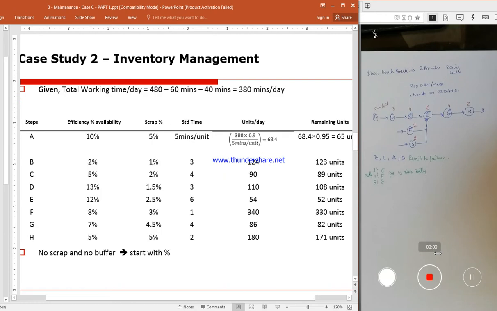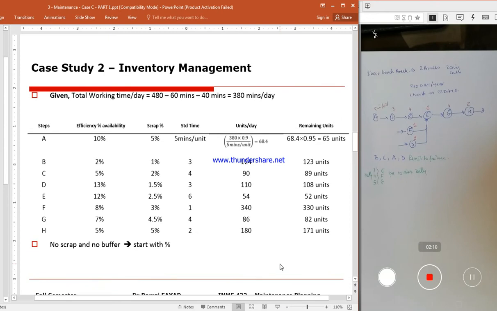So the first step to consider, which is extremely easy, is to find the number of units possible on every step. You have to see it as if each were independent. So A alone, how much does it do? B alone, C alone, D alone, how much does it do on all of them, as well as the availability on every single machine, which is different from the time available per day.